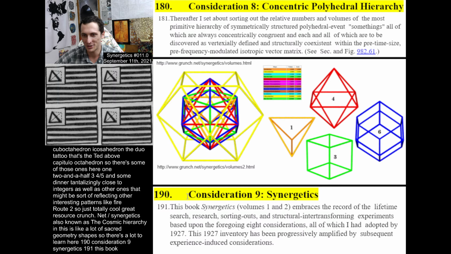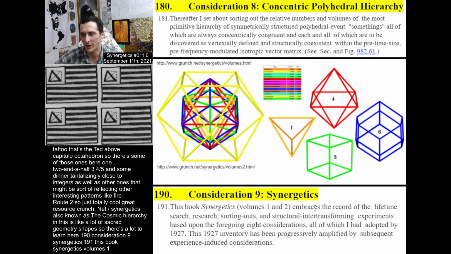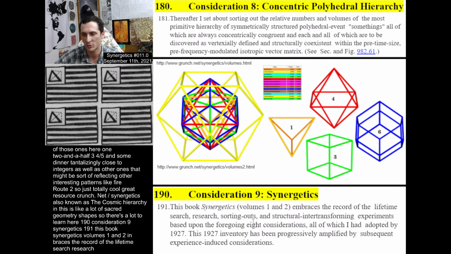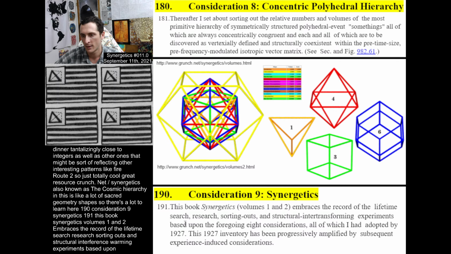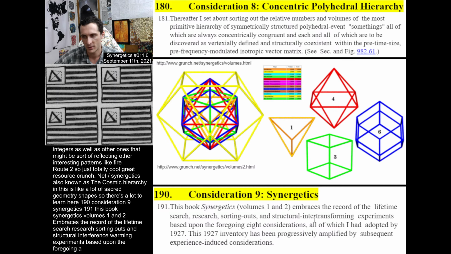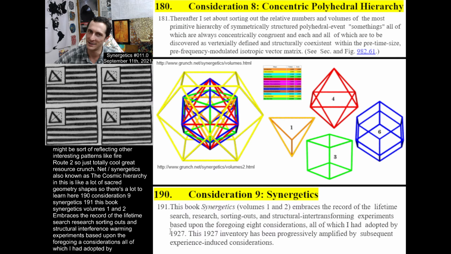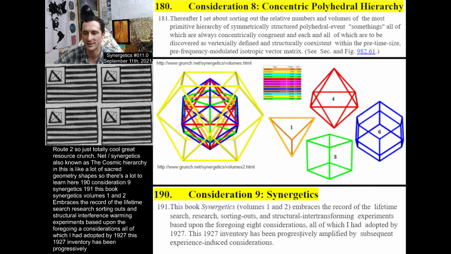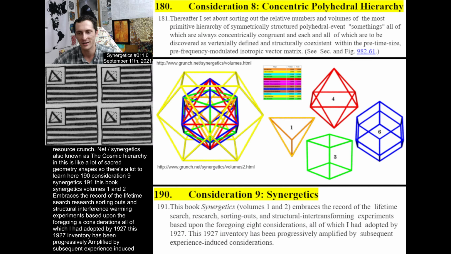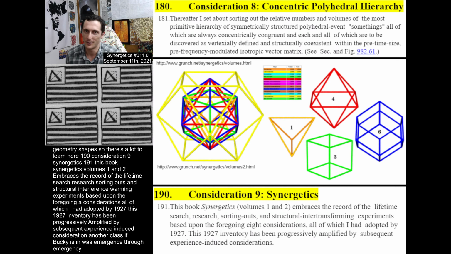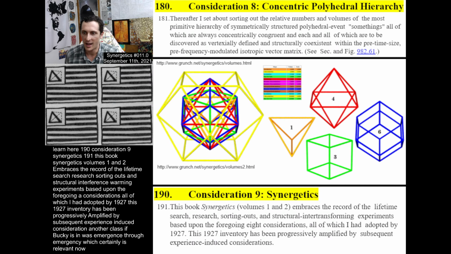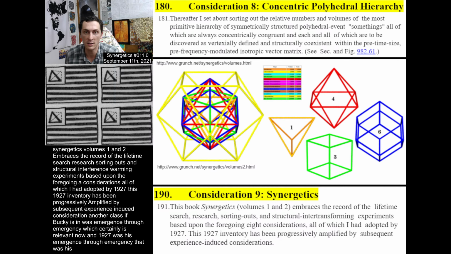191. This book, Synergetics, volumes 1 and 2, embraces the record of the lifetime search, research, sorting outs, and structural intertransforming experiments based upon the foregoing 8 considerations, all of which I had adopted by 1927. This 1927 inventory has been progressively amplified by subsequent experience-induced consideration. So another classic Buckyism was emergence through emergency, which certainly is relevant now. And 1927 was his emergence through emergency. That was his crisis year.